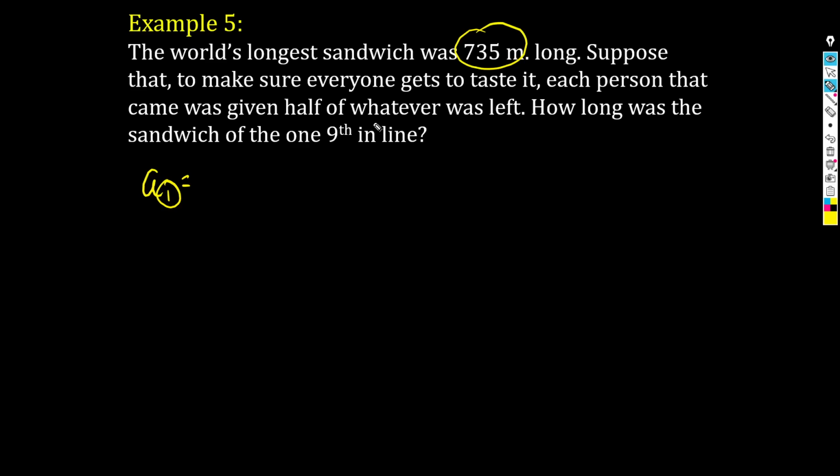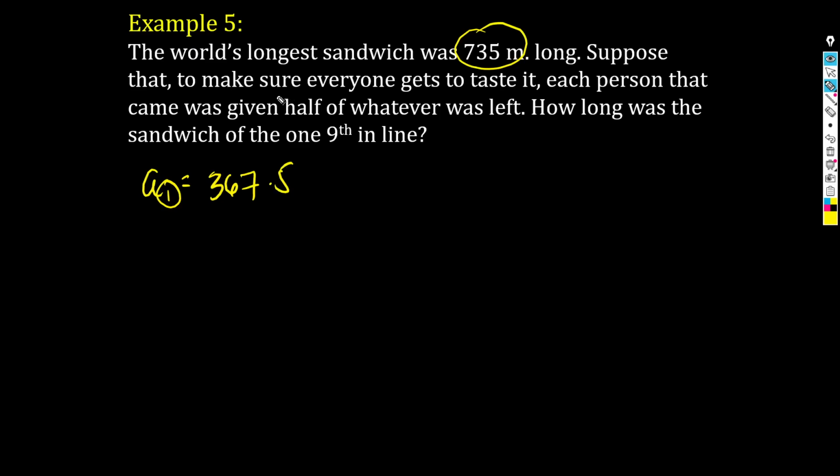'Di ba? Half lang kung ano meron yung naka-allot for a particular person in line. So the first guy, ang available lang sa kanya ay kalahati ng 735. Okay? Ano ba kalahati ng 735? Kung magkakalculate naman ako dito, 735 divided by 2. That's 367.5 in meters. So yan lang yung allotted para sa first guy.